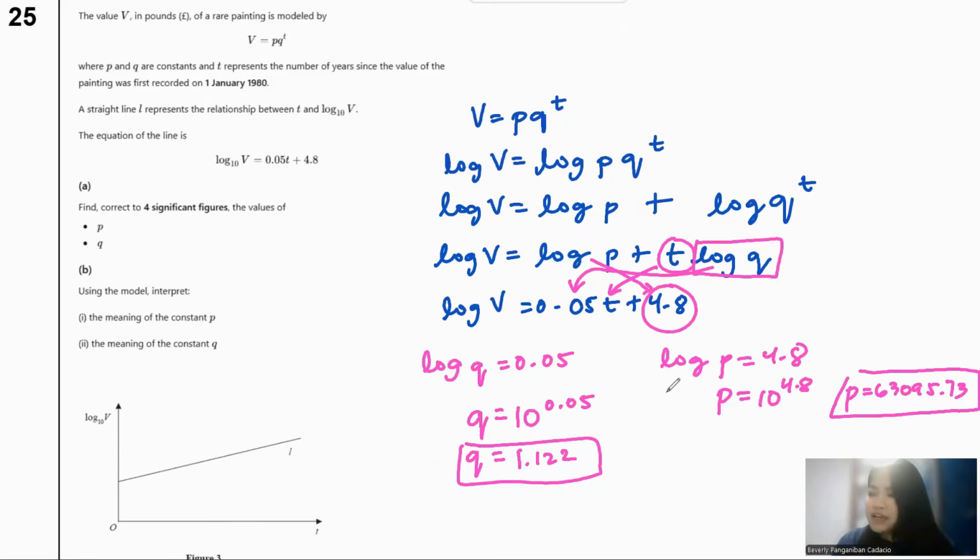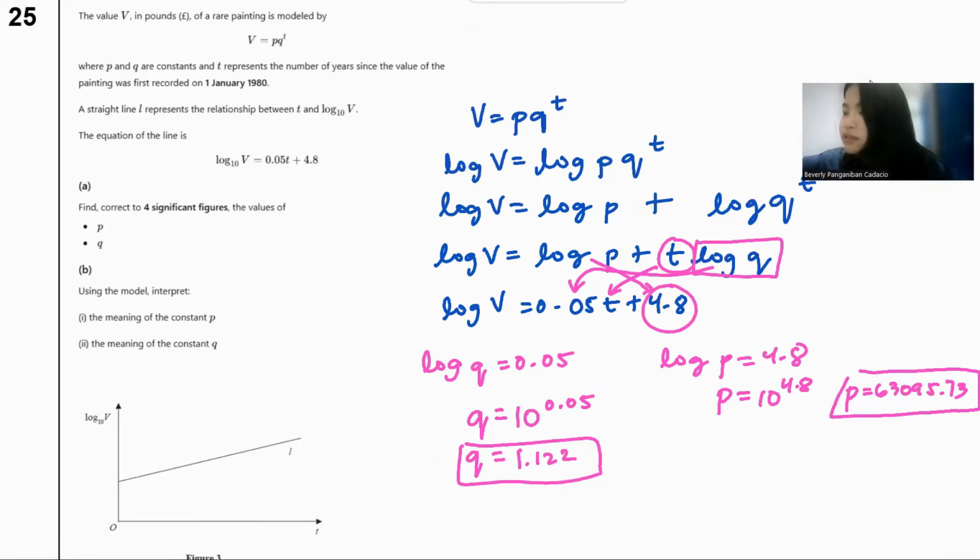Now for letter B, it's actually more on text. So a sentence or a phrase will do, and that's okay. Let's go with answering letter B part i. So what's the meaning of P?